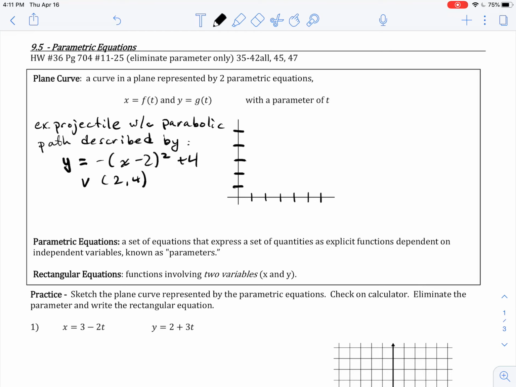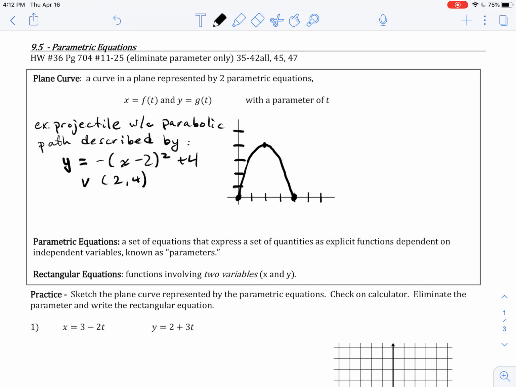So if my vertex is at 2, 4, and I know that when x is equal to 4, that's 4 minus 2 is 2 squared, so that would be negative 4 plus 4, that gives me 0. And when x is equal to 0, I'm also going to get negative 4 plus 4. So you would get a parabola that looks something like this. Let's just draw over that there. Okay, so that would be our parabola.